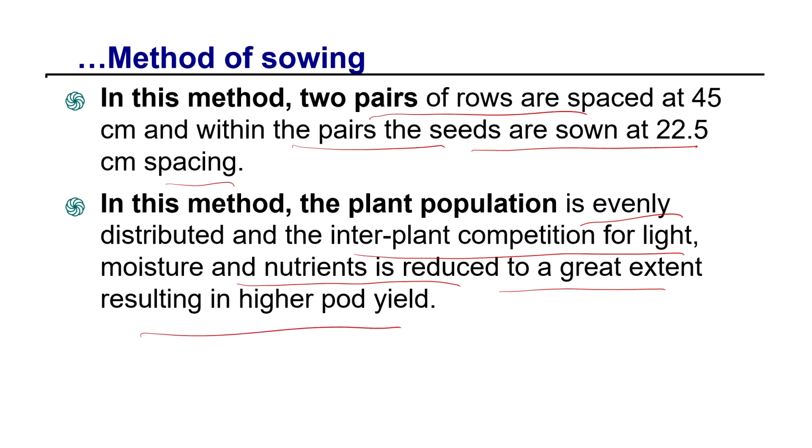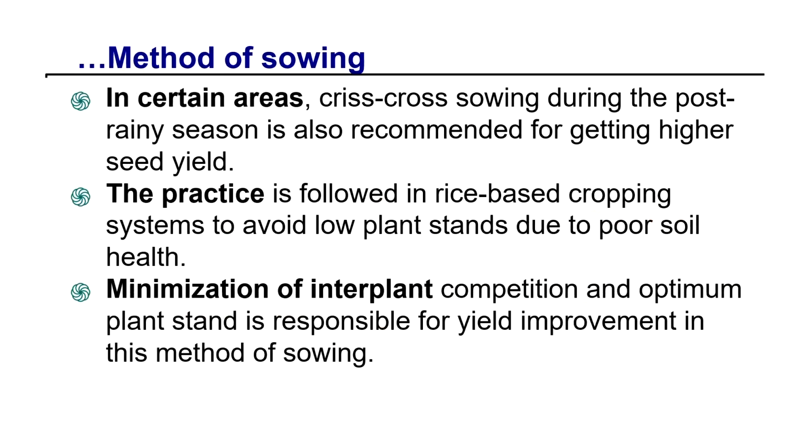Under these conditions, there is better utilization of natural resources, particularly light, and there is minimum competition within the plants also. Therefore, one gets better seed yield of groundnut in this method. In certain areas, crisscross sowing during the post-rainy season is also recommended for getting higher seed yield.